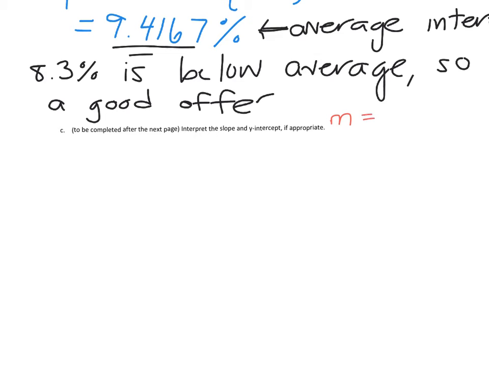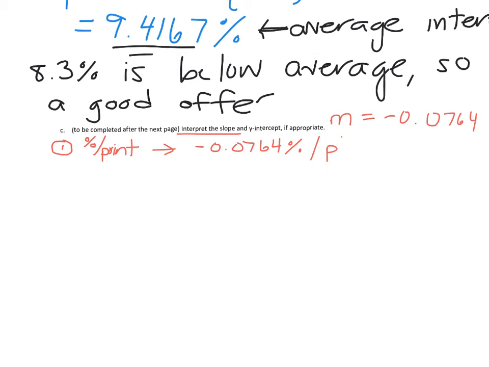Your slope was negative 0.0764. So to interpret the slope, again, first I like to think of the units. Response over explanatory, interest rate over credit score, points. Scores are in terms of points. So it's percentage per point. So it's actually negative 0.0764% per point increase. All right, and essentially that's what our interpretation is.